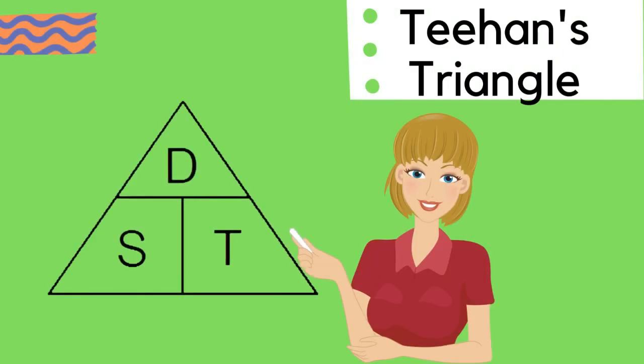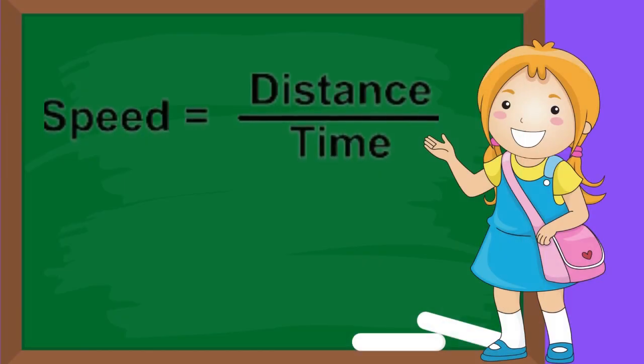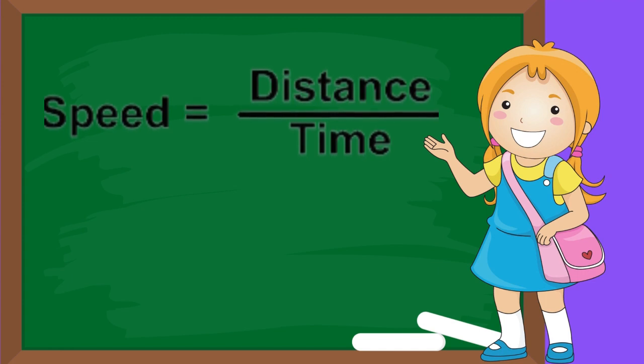In finding the speed, distance, and time, we will remember the following formulas using Tihan's triangle. Below, you can see the Tihan's triangle. Today, we will be focusing on the formula for speed. For speed, we will divide distance by time based on how we derive the formula. S equals d over t. This is the formula for speed, where S is the speed, d is the distance, and t is the time.